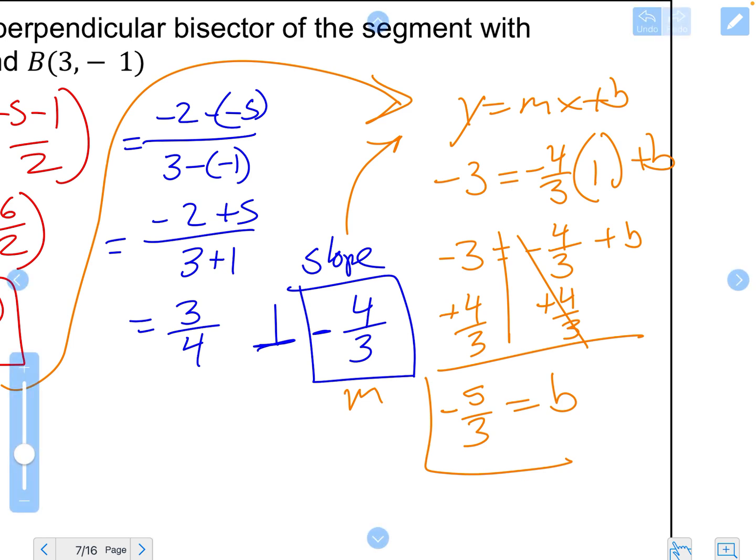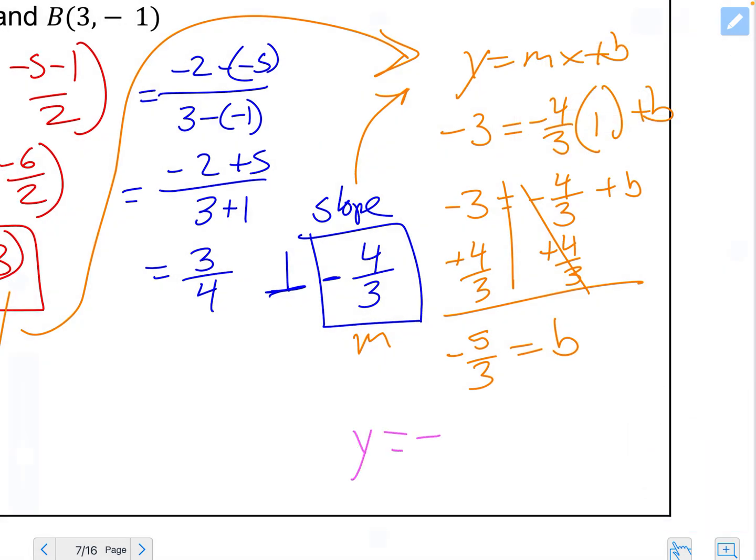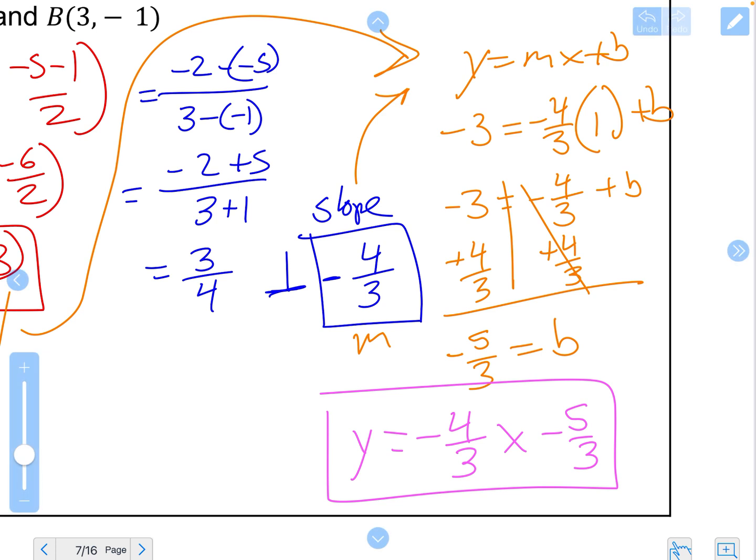And again, so now we have enough information to plug this into our equation. Y equals negative 4/3 x minus 5/3.